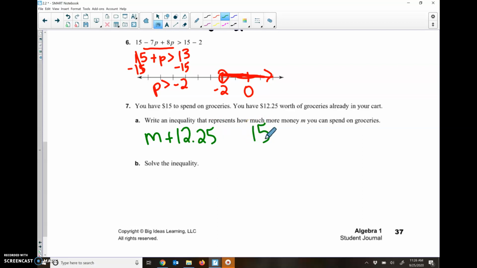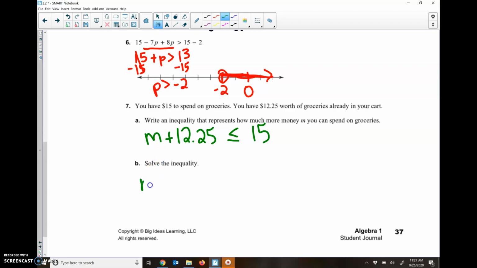So now we need to figure out the sign. So we can't spend more than $15 because that's how much we need for groceries. So the 15 has to be the most that we can spend, but we can also spend exactly $15. So it's going to be a less than or equal to sign. So M plus $12.25 has to be less than or equal to $15. We can't spend $15 and 1 cent because we don't have $15 and 1 cent. All we have is $15.